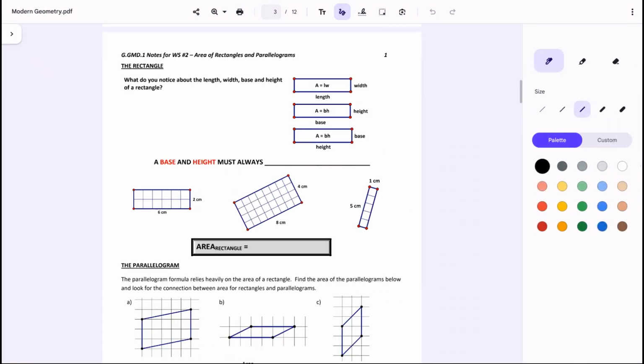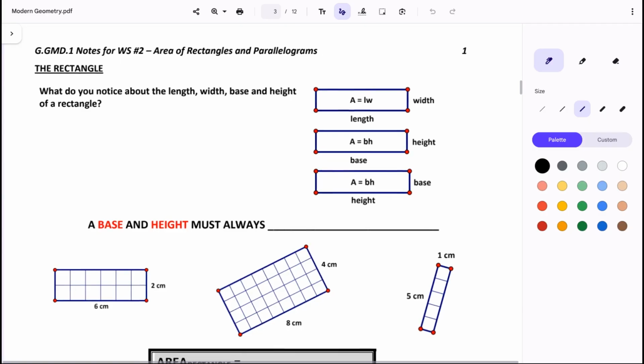All right, we should be on this page here. We're going to talk about rectangles and parallelograms today, but we're going to switch gears a little bit and start talking about area. Yesterday we talked about perimeter and circumference for a circle, which is basically perimeter, but dealing with a circle instead of a polygon.